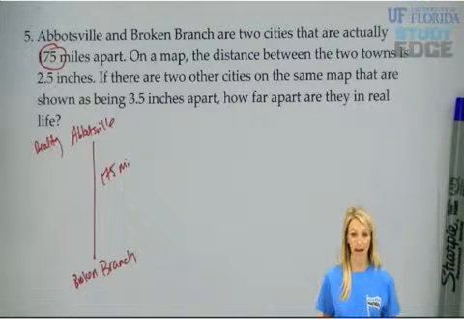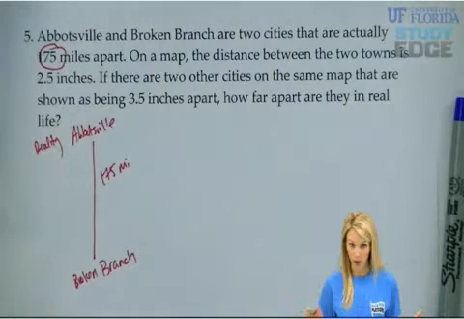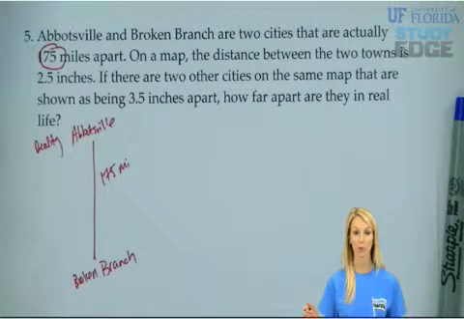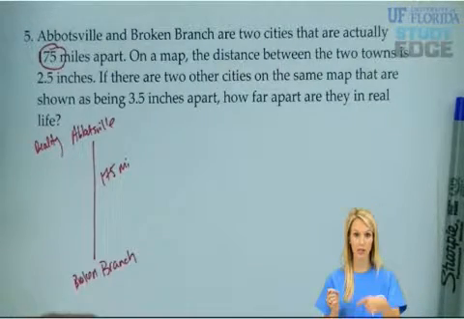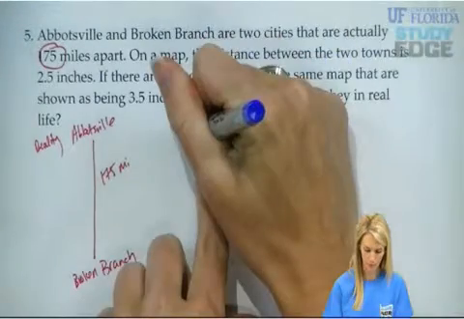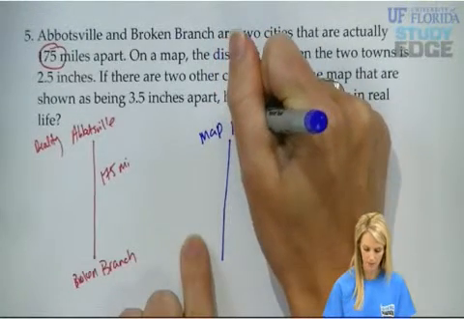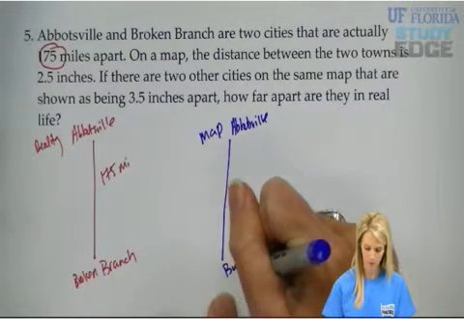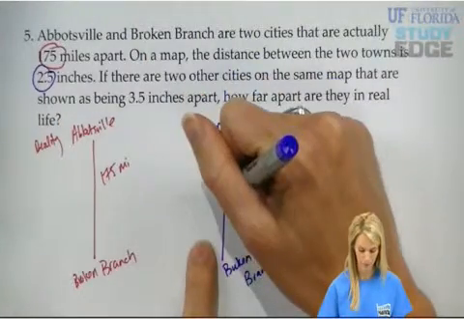Now, would it make sense to have a map that goes from Abbotsville to Broken Branch that's 175 miles long? No, that would be a very, very long map. That would not make any sense. So instead, we have a map, we just scale everything down, and we can look at our distances just as a unit of measurement. So on a map, I'll do this in blue. On our map, we see that the distance from Abbotsville to Broken Branch is 2.5 inches.